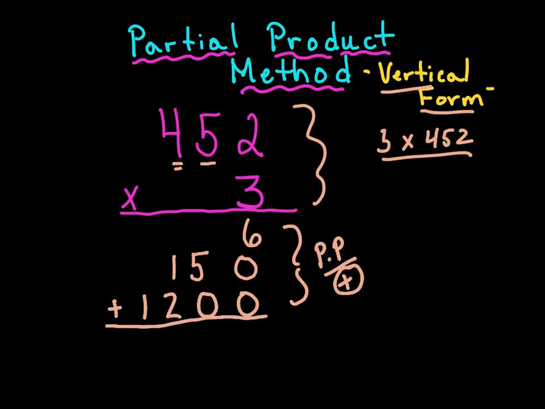So when we add, we get 6 plus 0, 0. We get 6. 5 plus 0 is 5. 1 plus 2 is 3. And 1. So we have 1,356 as the product of 452 times 3, using the partial product method or the vertical form.